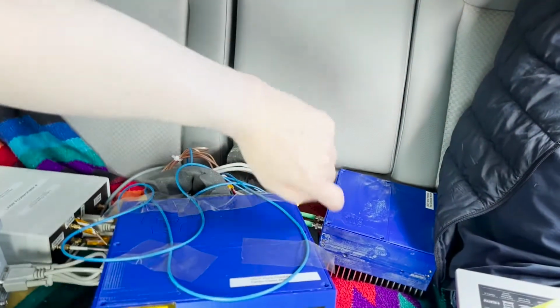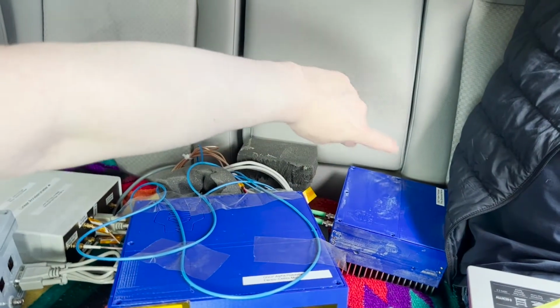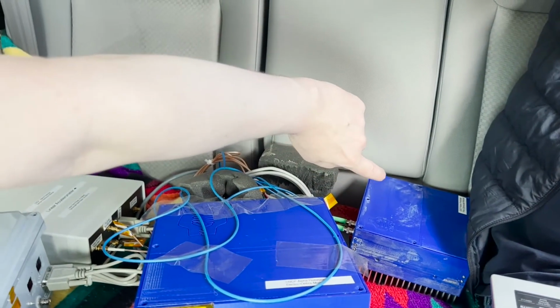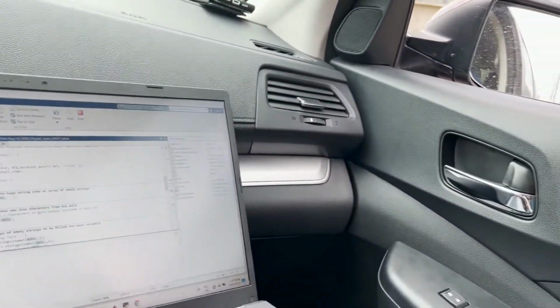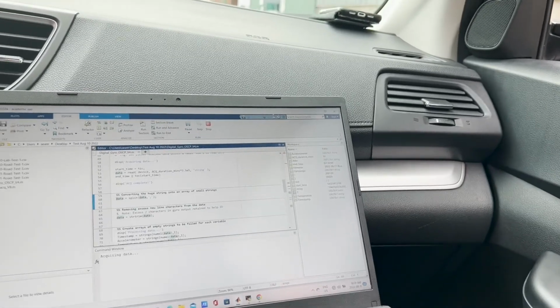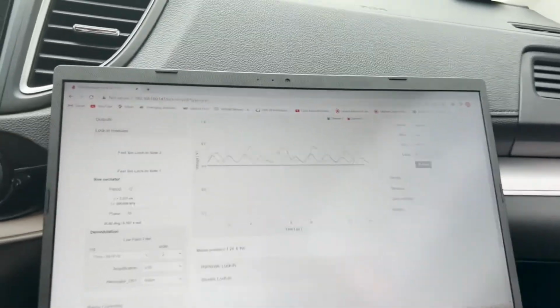And you can see in the back seat here is where we have the Alpha Prototype, and in this blue box here contains our optical gyroscope. We have a linear accelerometer as well. So over here on my laptop screen, I am running a graphical user interface that shows the gyroscope output.